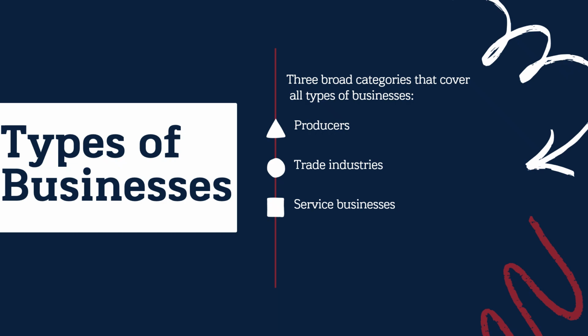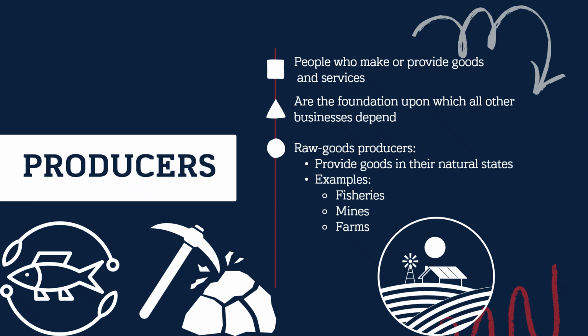Now, there are different types of businesses. Three broad categories that we're going to cover are producers, trade industries, and service businesses. Producers are people who make or provide goods and services. They are the foundation upon which all other businesses develop, and they are the raw good producers. For example, they produce goods in their natural states, such as fisheries, mines, and farms.